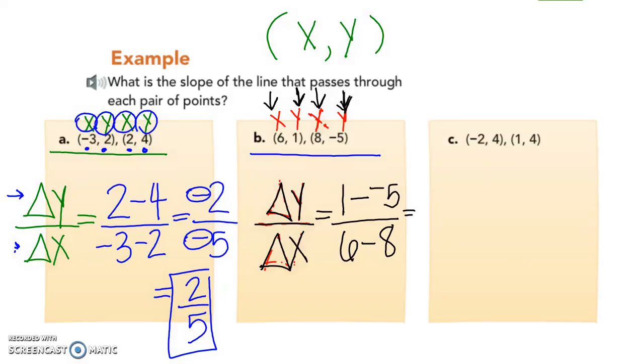Alright, what do we know happens when I have minus a negative on the top here? It should be plus. So 1 plus 5 is 6. My marker will write 6. That is a 6.